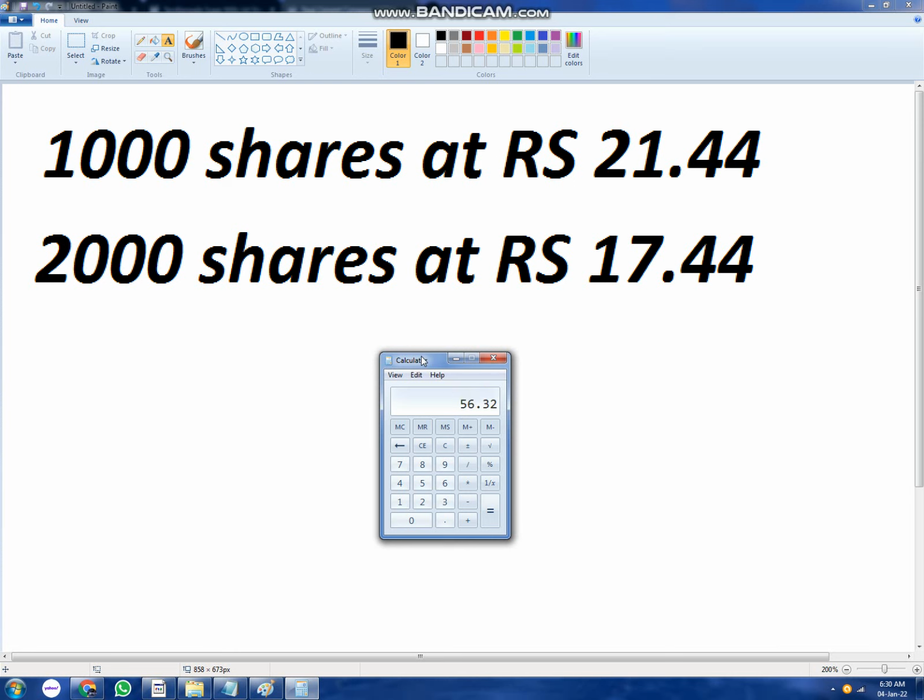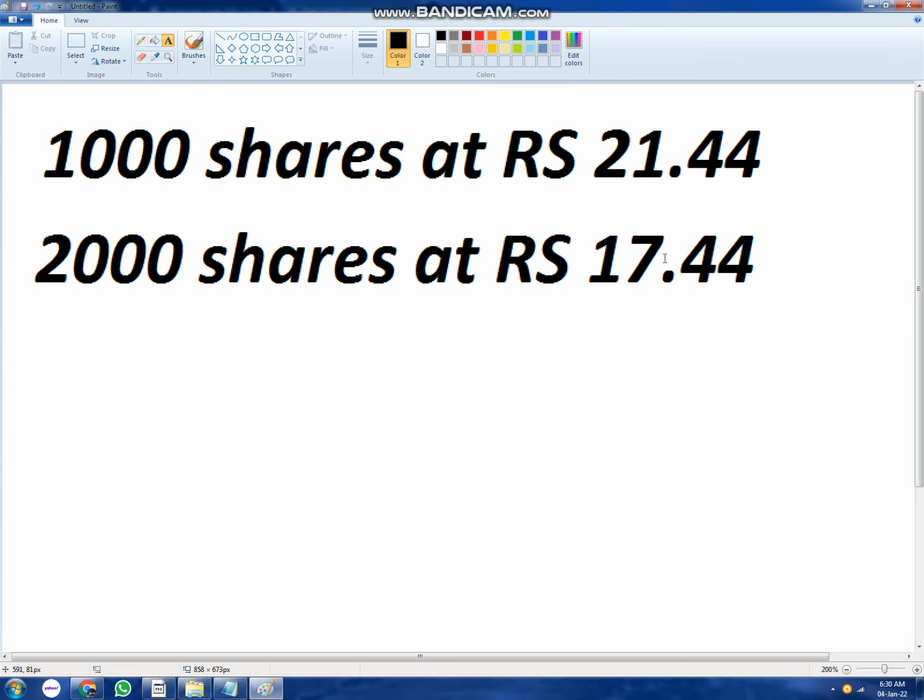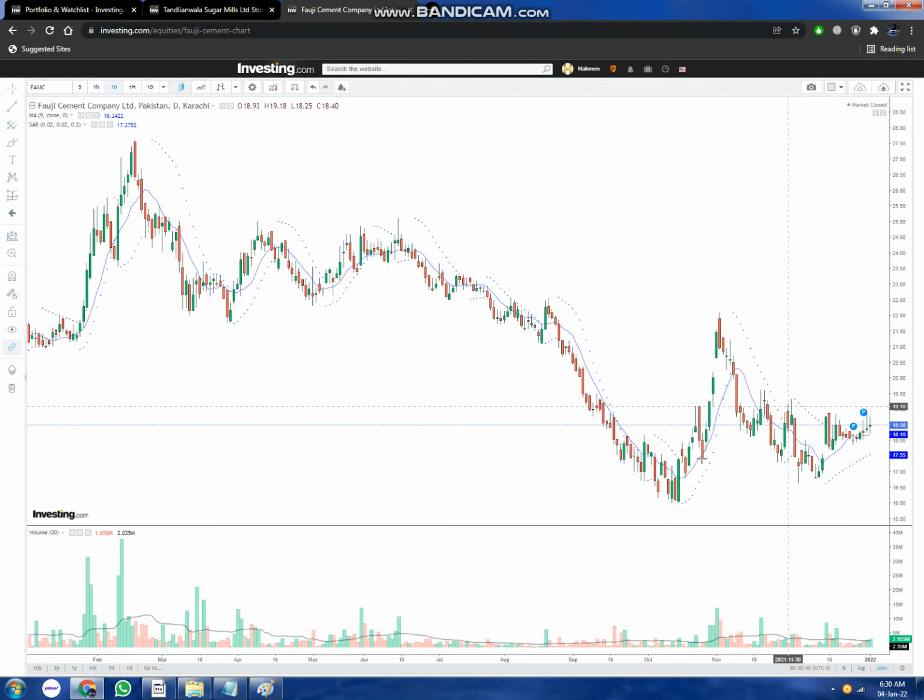Now let's see what results I get for the second time, divided by 3000. So you'll have to add these shares, like 1000 plus 2000, then let's see, multiply by 1000. So I guess you'll get the average amount in between these two, between 21.44 and 17.44. Let's see if it's 18. So where would I get 18? So usually I get a price here.